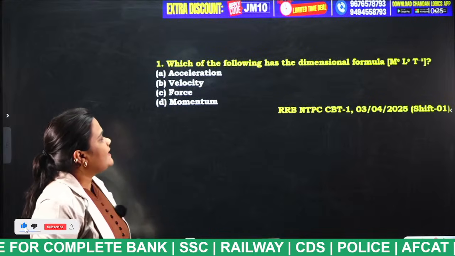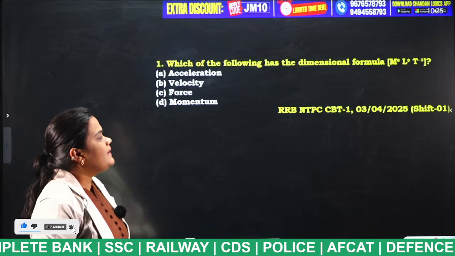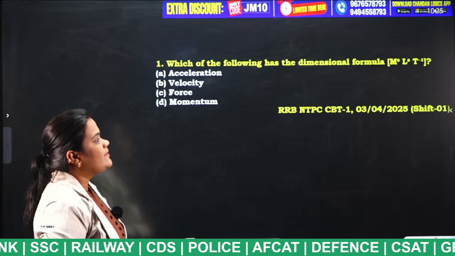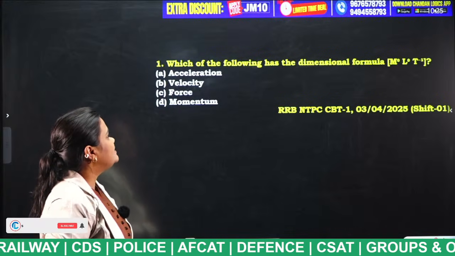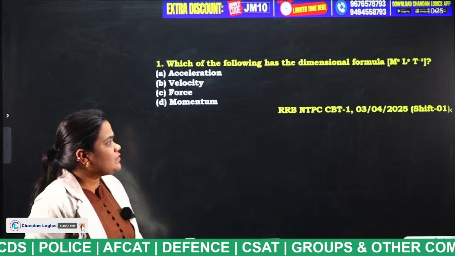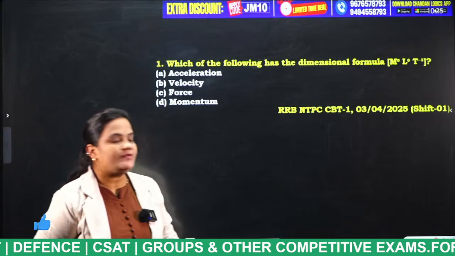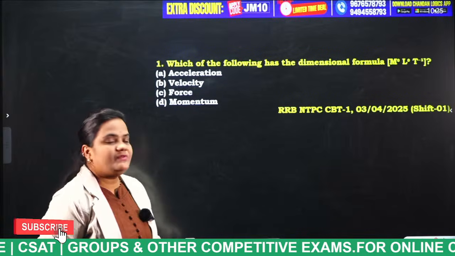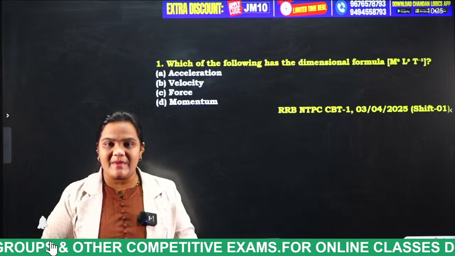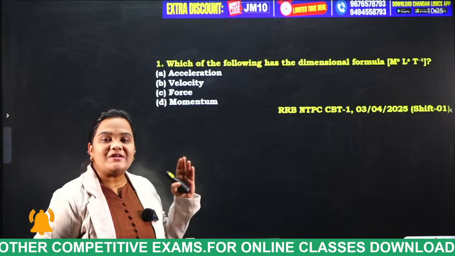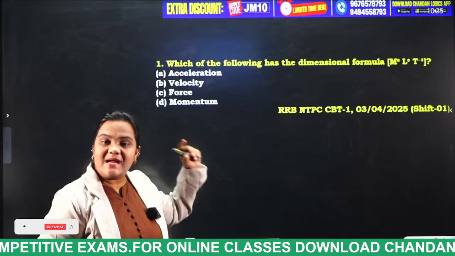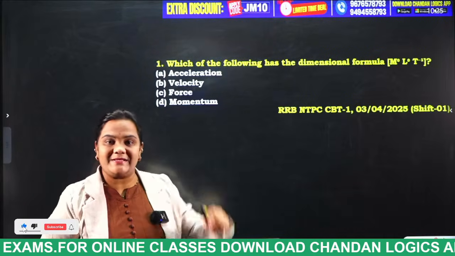Which of the following has the dimensional formula M power 0, L power 0, T power minus 1? Acceleration, velocity, force, momentum. This question came in RRB NTPC CBT 1, 2025 April, shift number 1. If you know the answer, mention it in the comment section, students. For sure you are going to get these types of MCQs in the RRB Group D examination.